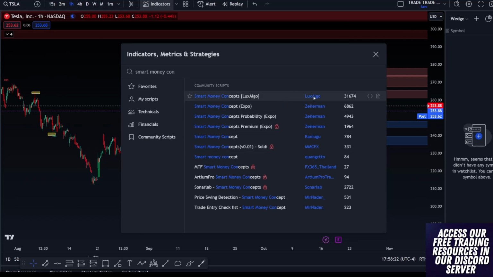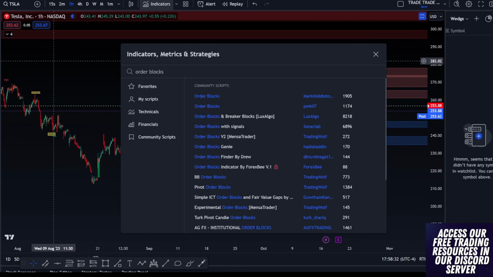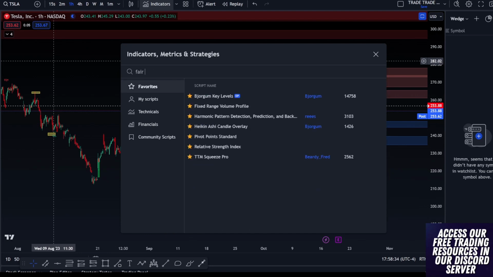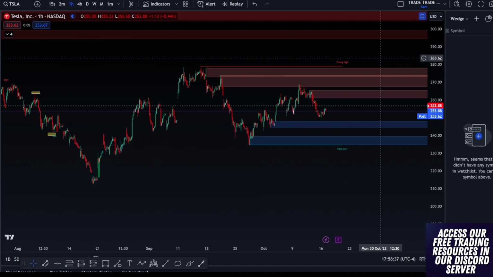Smart Money Concepts by Lux Algo. If you don't have this, you can look up order blocks. And on top of that, you can also look up fair value gaps, because these are the main things that I really use Smart Money Concepts for.